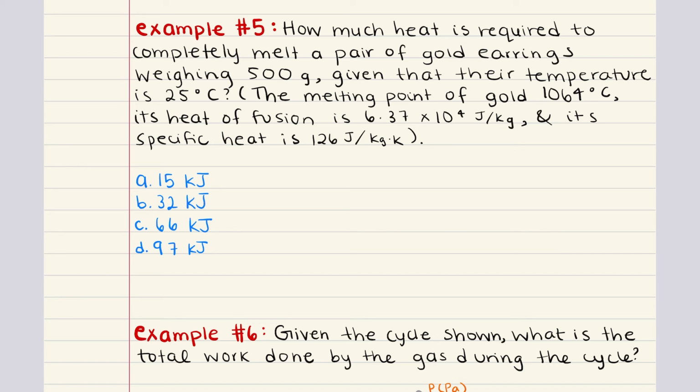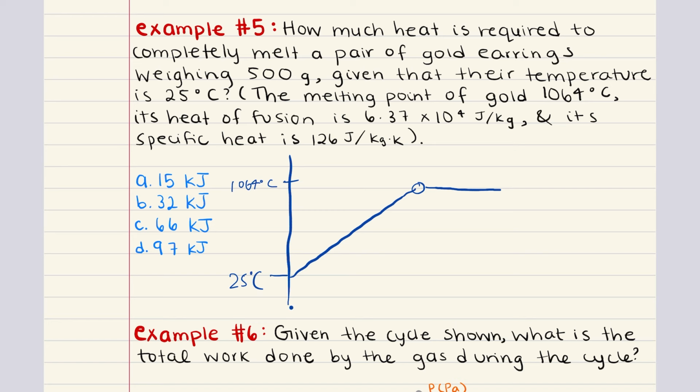Now, in order to figure out what equations we need to use to solve this problem, the first thing we want to do is draw our heating curve for this specific purpose. We're starting off with solid gold earrings at 25 degrees Celsius. Then we're heating these gold earrings all the way up to their melting point at 1064 degrees Celsius. At the melting point, heat is going to be absorbed for the purpose of phase change. And this is where we're going to completely melt our solid gold earrings into liquid gold.